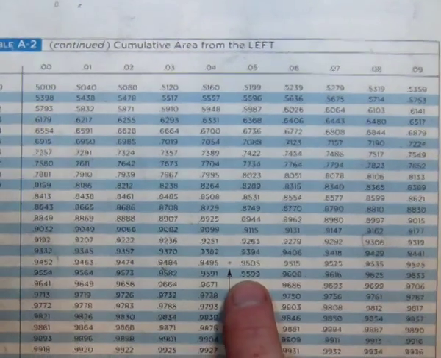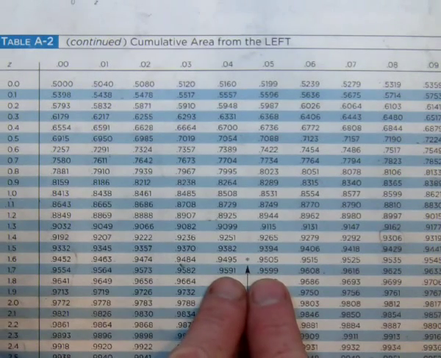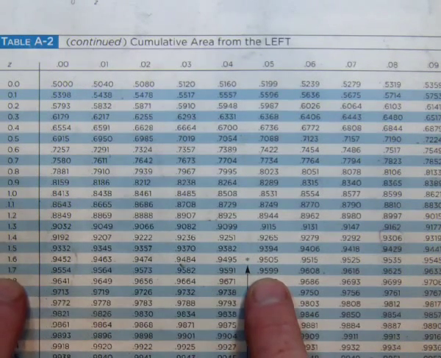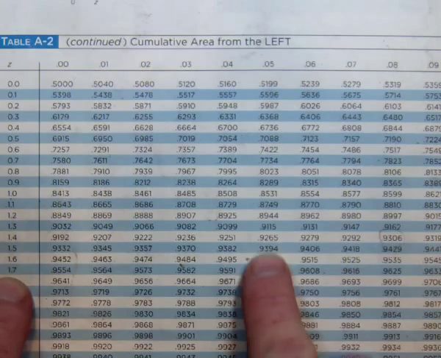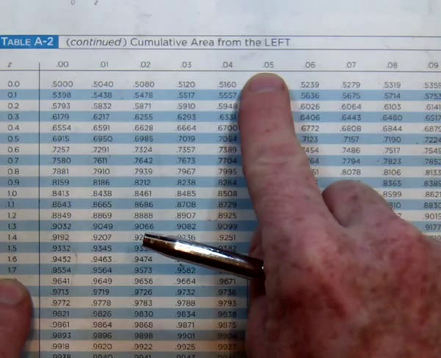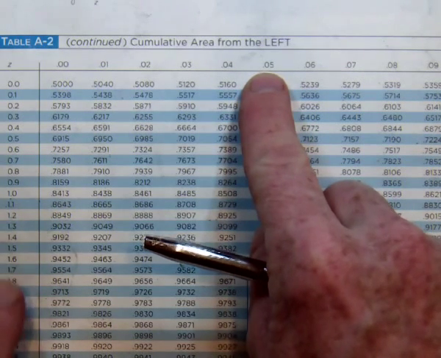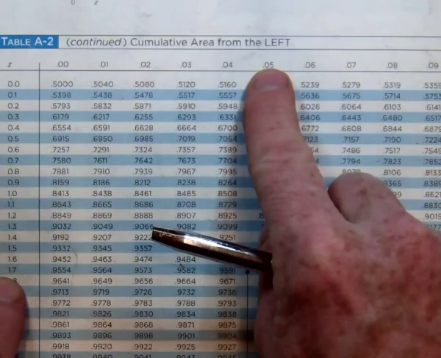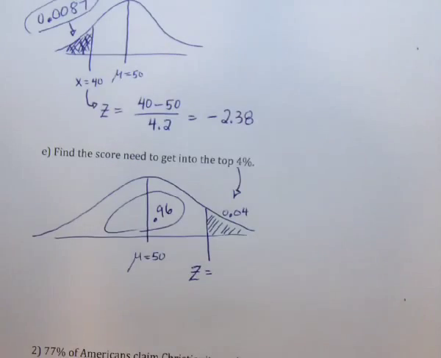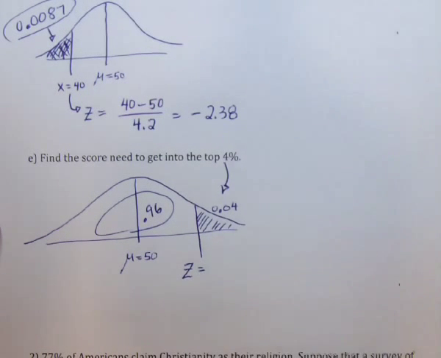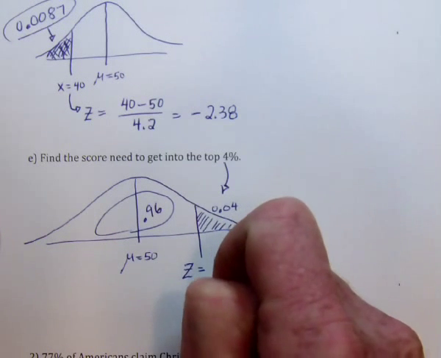Now you use the table backwards. You go to the left and find out the z-score started off with a 1.7, and then you go up and it ended with a 5. So that means it's 1.75. So then put that over here, z equals 1.75.